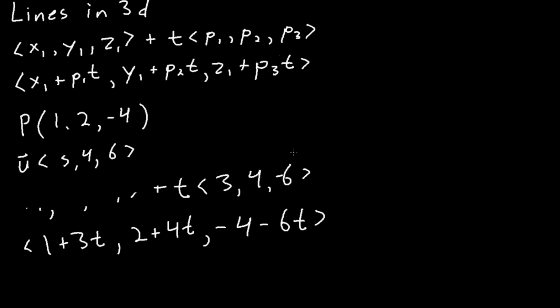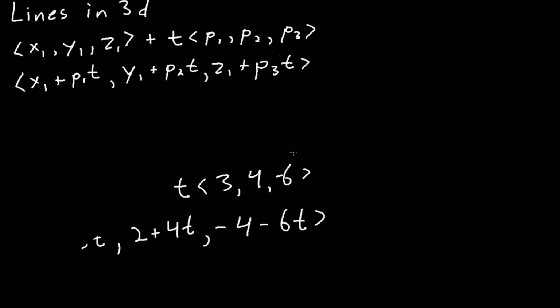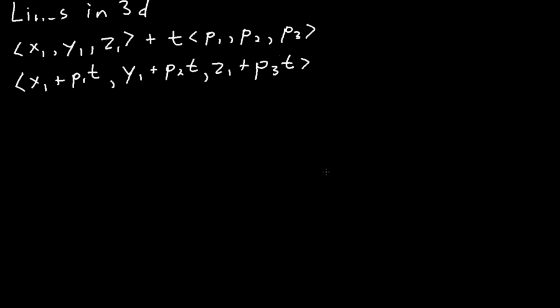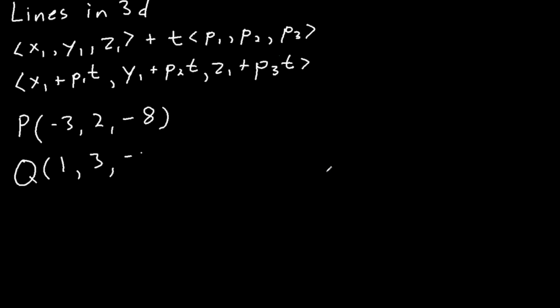Okay, let's go into another one. Let's continue on. I'm going to say that there's a point P with values negative 3, I don't know, 2, negative 8. And instead of telling you the parallel vector to the line, I'm going to make another point on the line. So P and Q are both on the line: 1, 3, negative 12. So these are 2 points that are both on the line. Solve for the equation of the line.